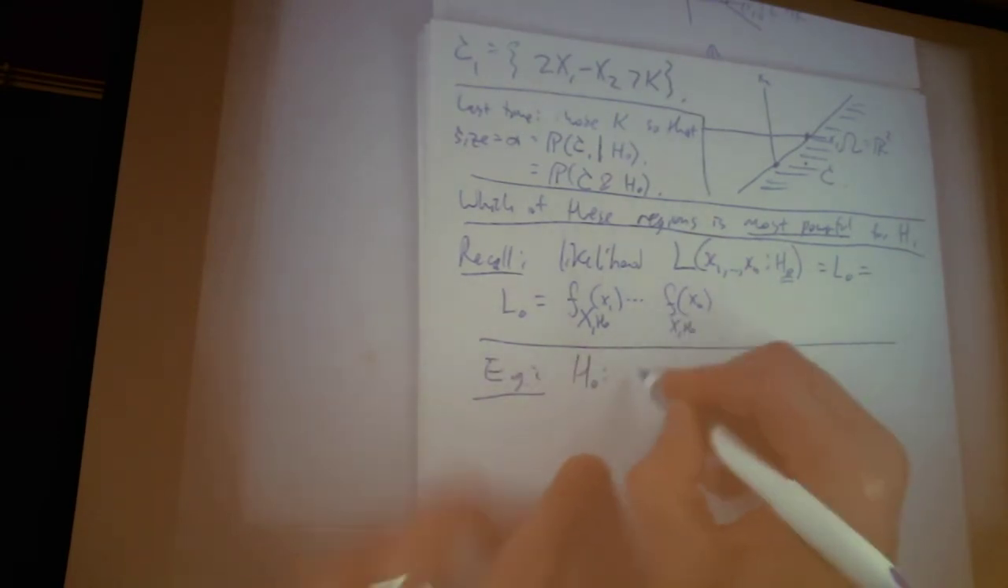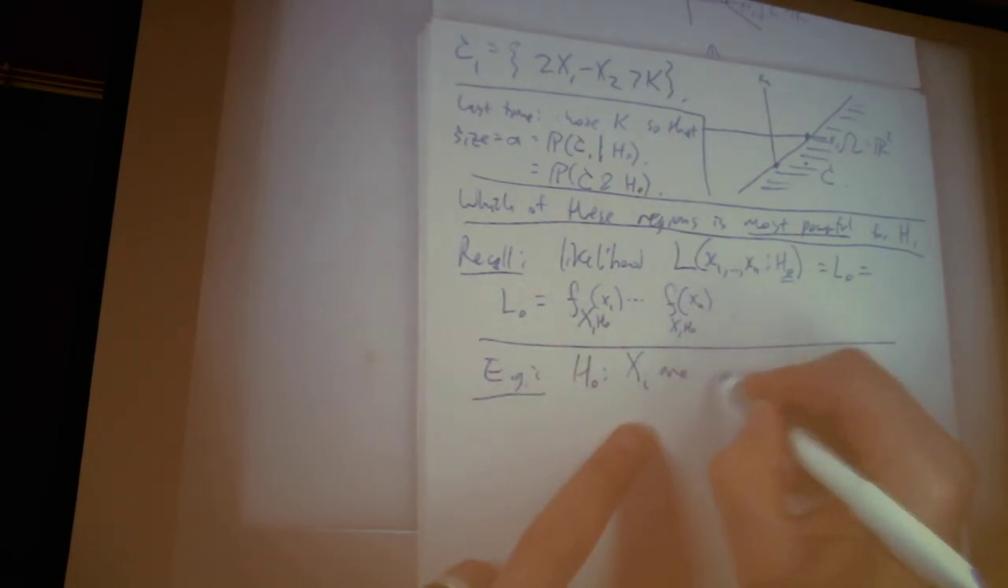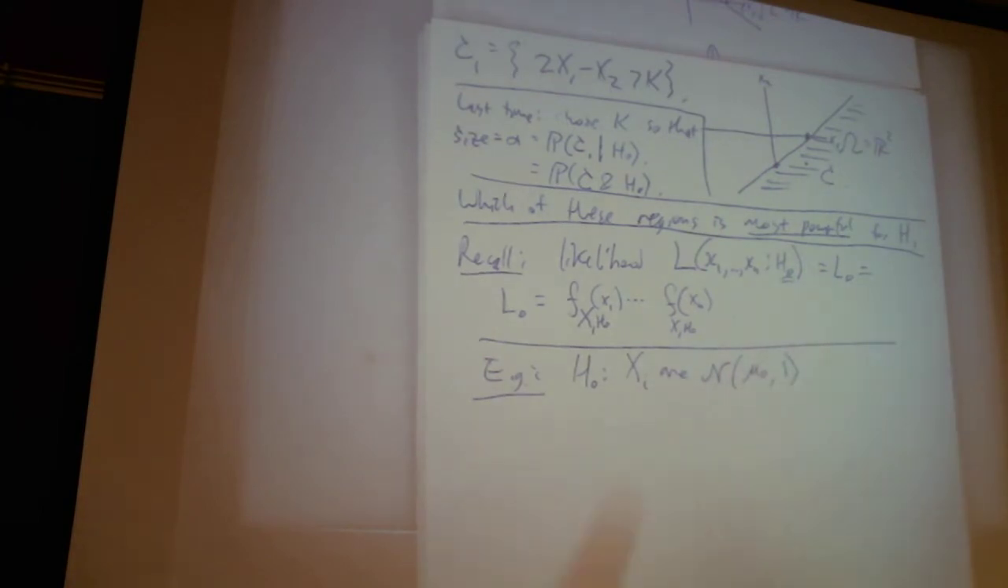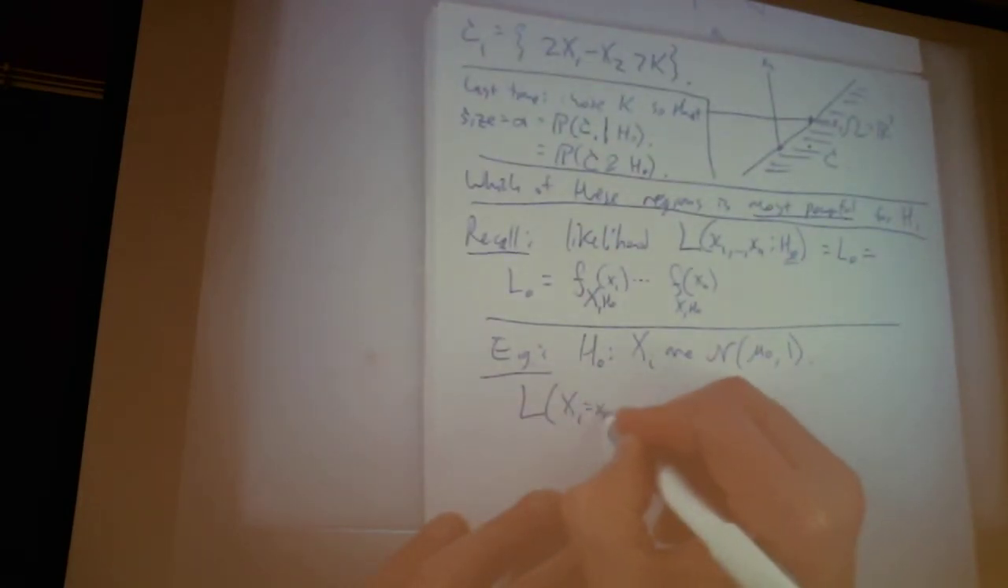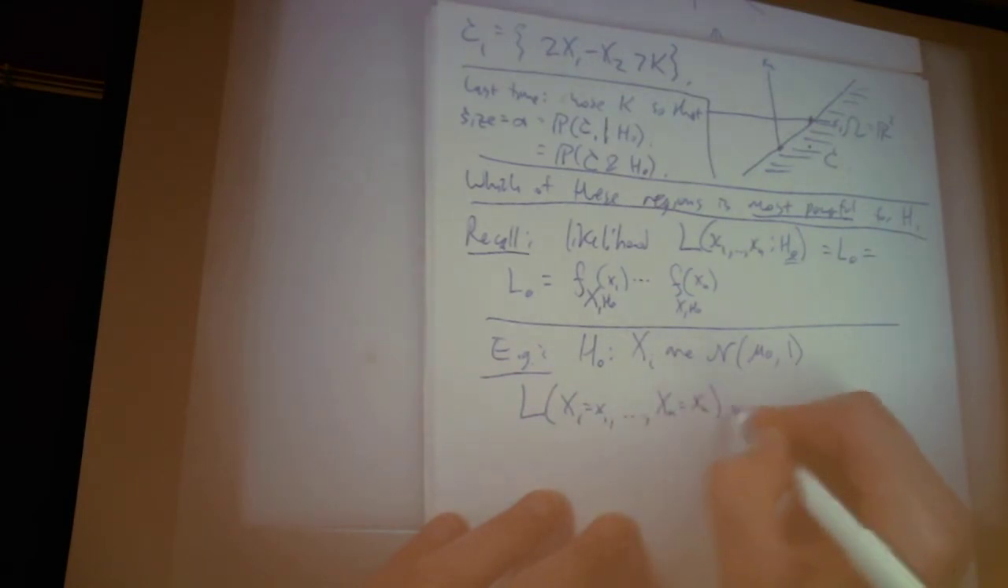H0 says that your variables are IID Gaussian, normal with mean mu0, and let's say variance 1. What is the likelihood of x1 being equal to some value, through xn being equal to some value xn?